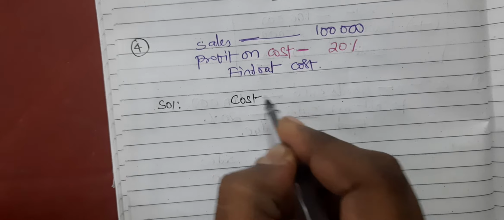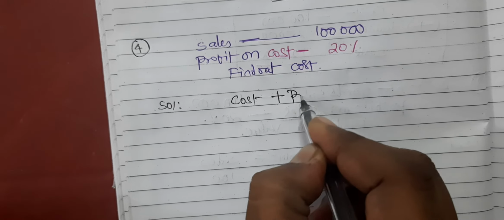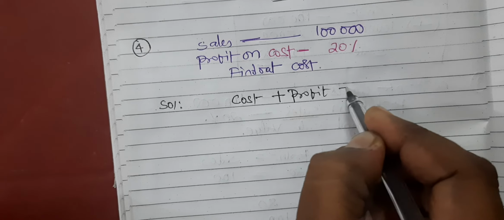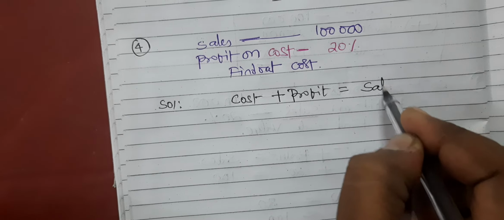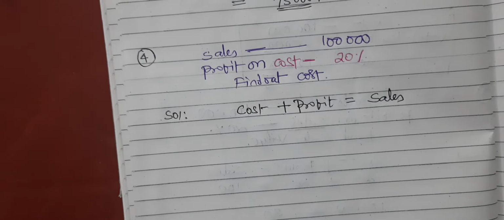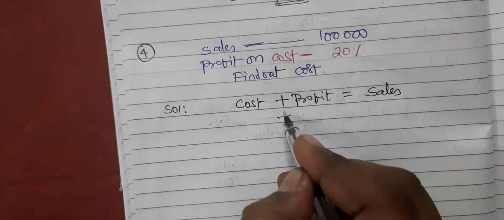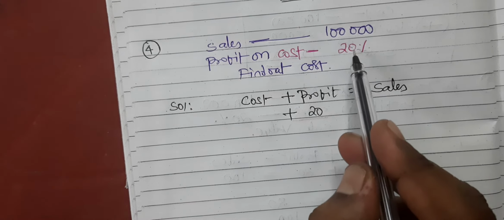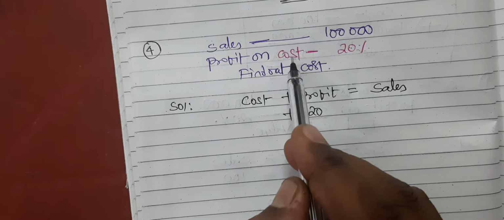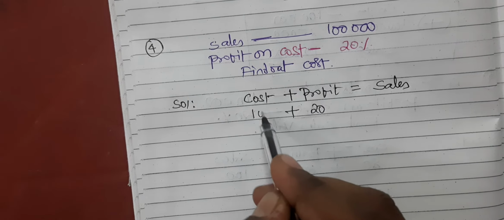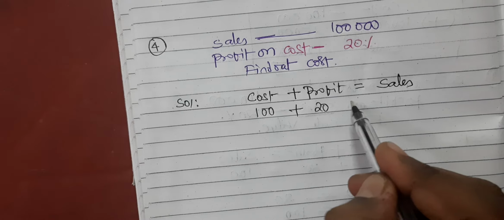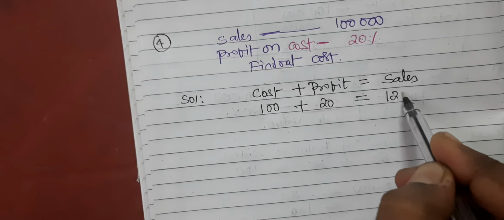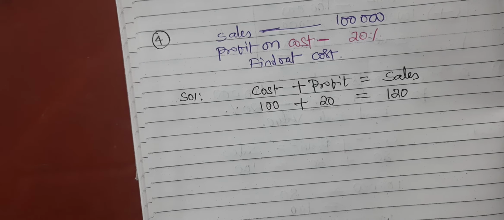Cost plus profit is equal to sales. Now the percentage you take as it is, 20. Here it is profit on cost, so cost is equal to 100. Now sales is equal to 120.